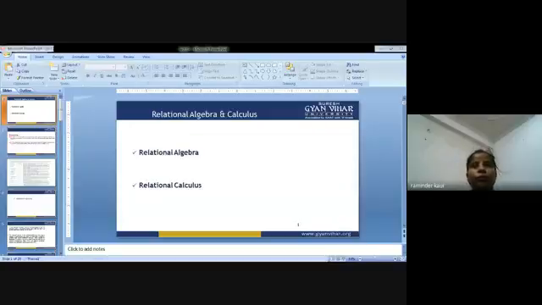Today I am going to discuss relational algebra and relational calculus. What is relational algebra? We have already discussed that in two previous lectures, and I am just summarizing it today, so that you can have a look at the slide and easily understand what relational algebra was about. You can have a look at the operators here.